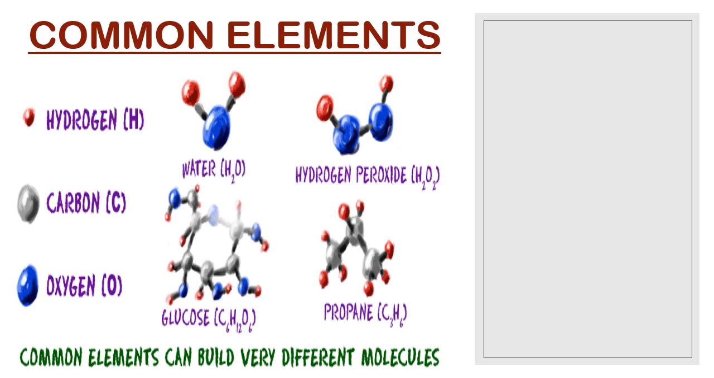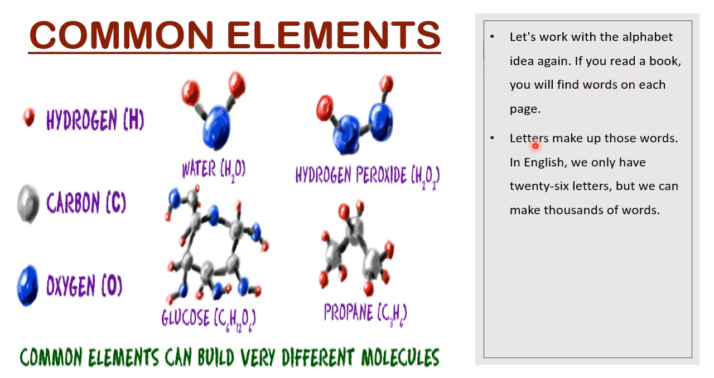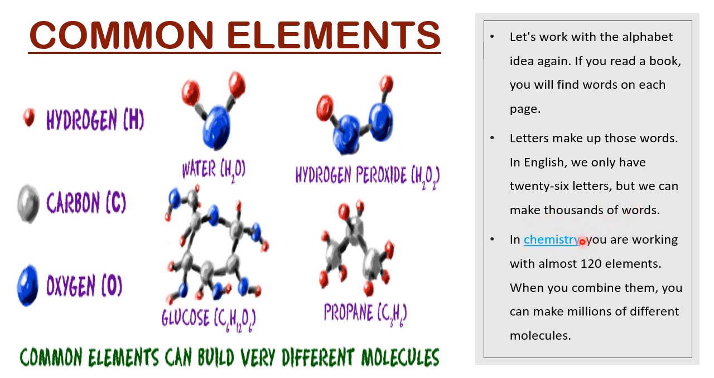Now here are some common elements, and from the common elements we make molecules. Let's work with the alphabet idea again. If you read a book, you will find words on each page. Let us make up those words in English. We only have 26 letters, but we can make thousands of words. In chemistry, you are working with almost 120 elements. When you combine them, you can make millions of different molecules.